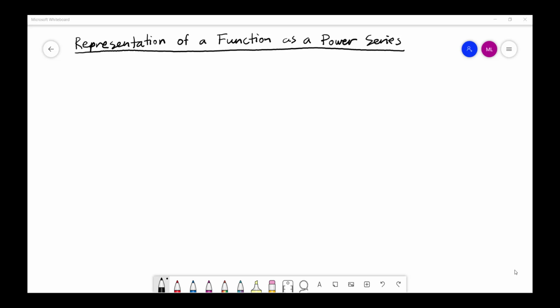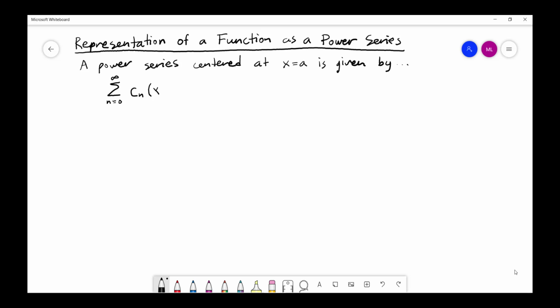So just a quick reminder, what is a power series? In general, a power series centered at a given point that we'll call in this case x equals a is given by the following. So we would have a sum from n equals 0 to infinity of some coefficient that we'll just call Cn times x minus a to the n. This is a generic power series centered at a.